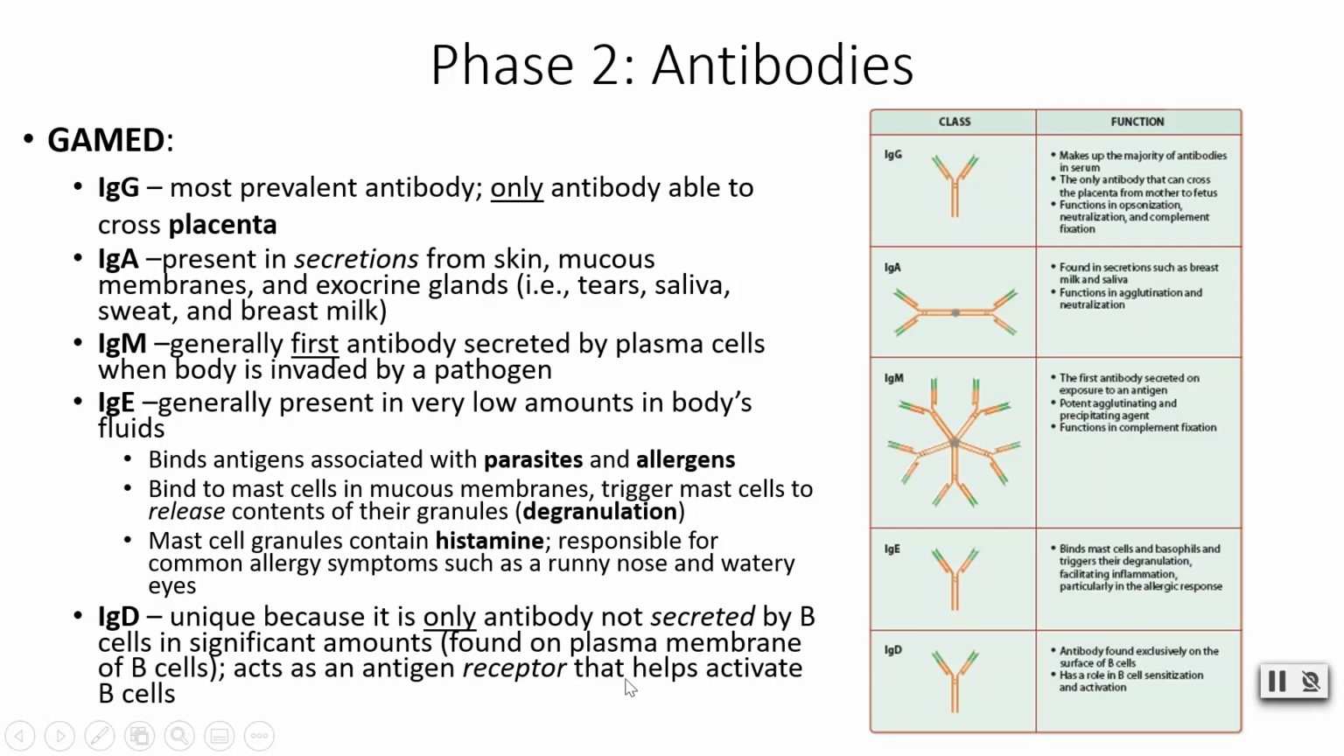And so the B cell makes it, and it sticks it right on its own plasma membrane and acts as a receptor for antigens to activate other cells. Okay, so IgD is kind of special. Okay, it's on the B cells themselves.